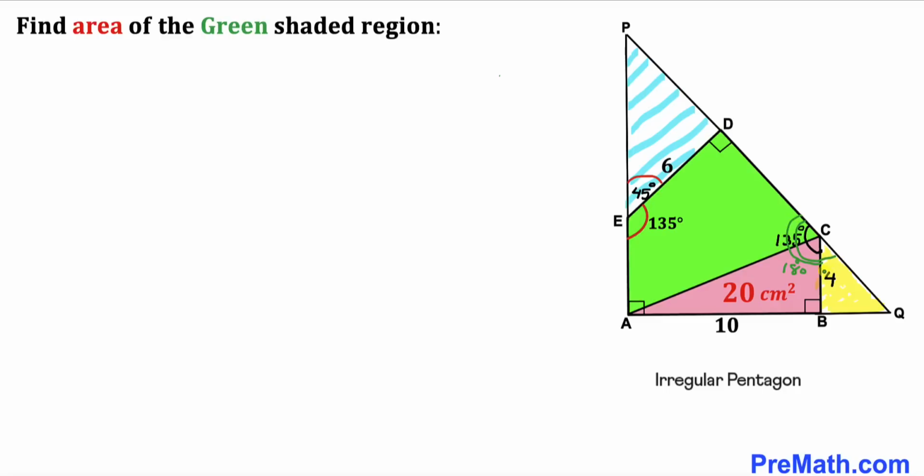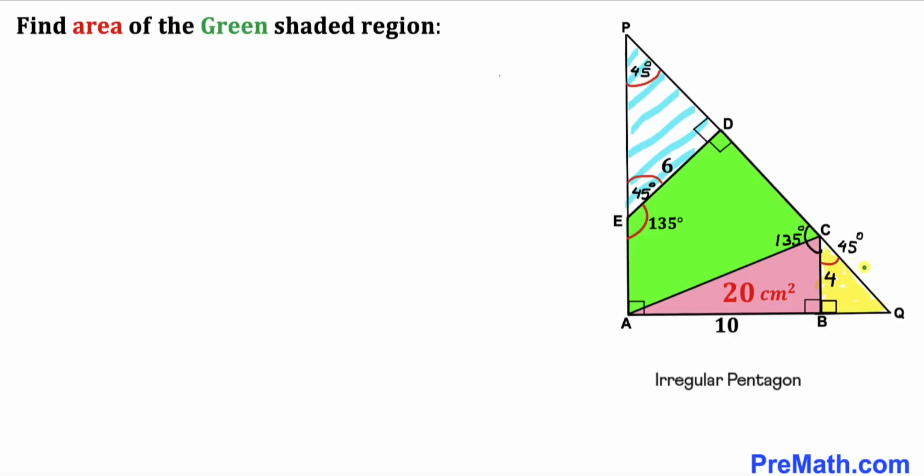So therefore this remaining angle is going to be 180 degrees minus 135 degrees, which gives us 45 degrees. And now let's focus on this blue right triangle PED. We know that this angle is 45 degrees, this angle is 90 degrees. So therefore this angle has got to be 45 degrees.